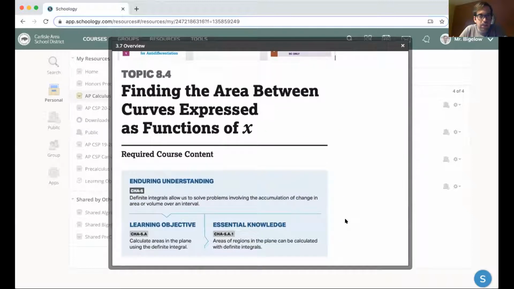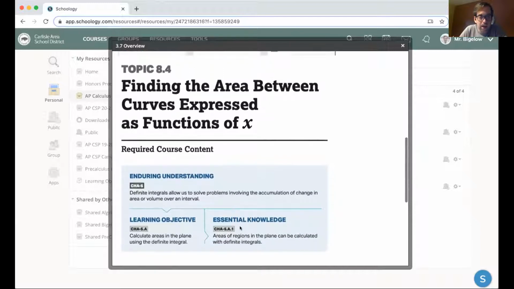Just for example, here's one of the topics from College Board, and you can see here the essential knowledge is areas of regions in the plane can be calculated with definite integrals, and that's what we're going to be doing today. So I'll pause this and pull out the notes.